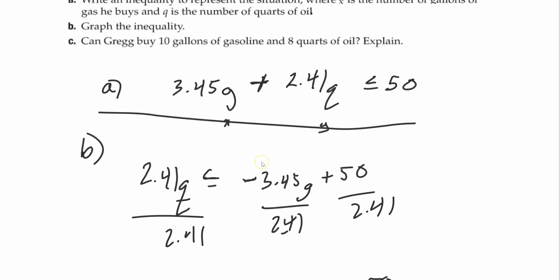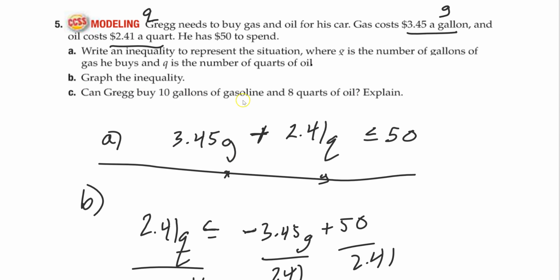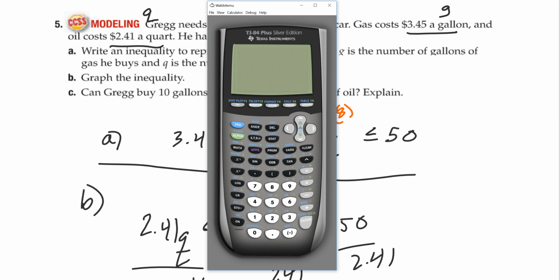Can Greg buy 10 gallons of gasoline and 8 quarts of oil? Explain. Well, easiest thing to do there is just plug it in. Gas is 10. Plug in 10. Plug in 8. See if it fits. I'm going to use my calculator in this case.